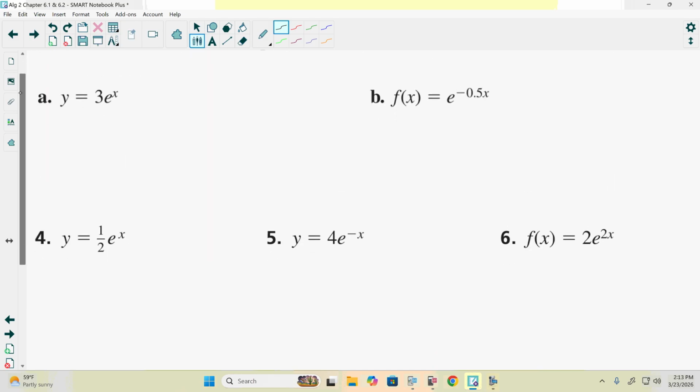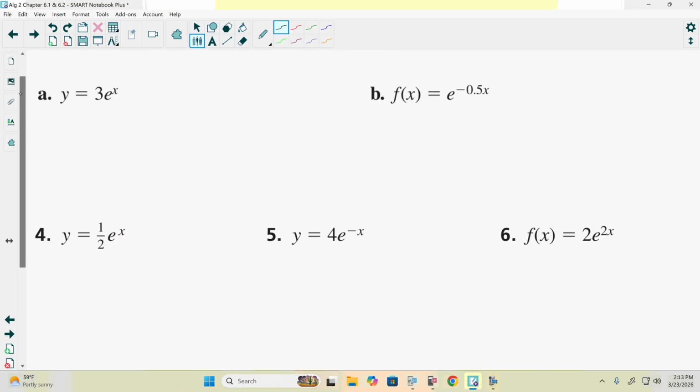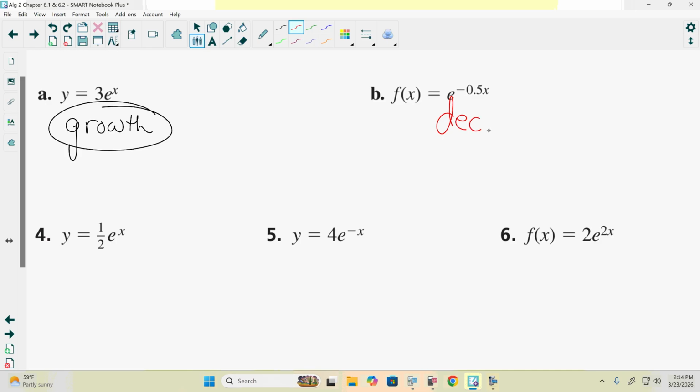All right. So what do we think? y equals 3e to the x. Growth or decay? Growth, because the exponent is positive. What do you think about b, e to the negative 0.5x? Decay, because that exponent is negative. It has nothing to do with the 0.5.